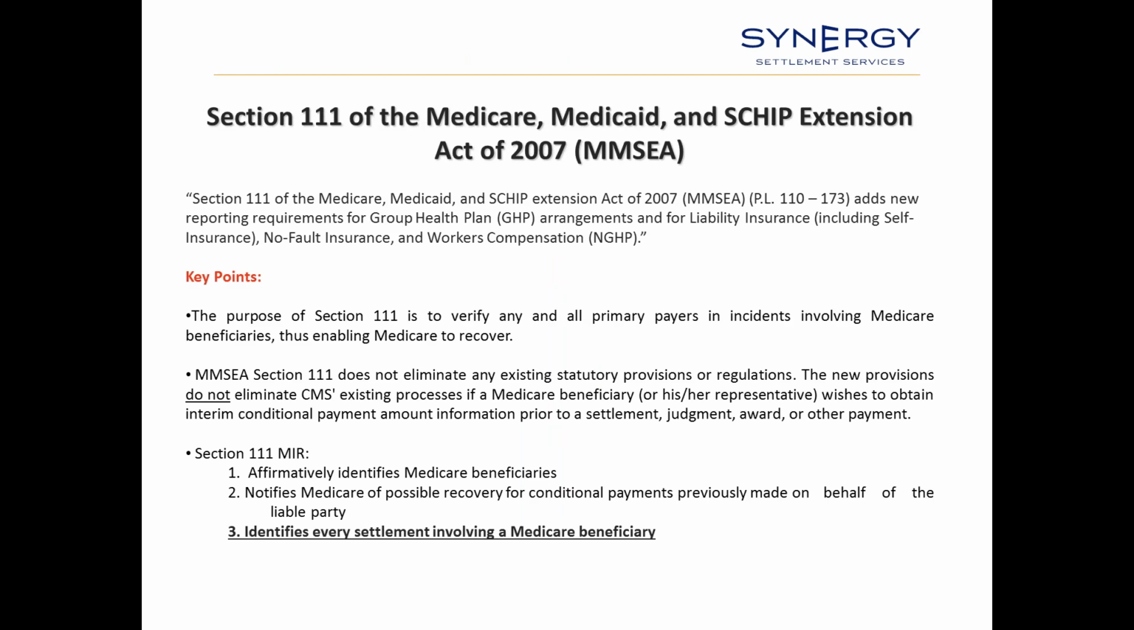Now, one of the important things to take away from today's presentation is that Section 111 is an important piece of the puzzle. Section 111 has been implemented over the past 5 or 6 years, and it requires defendant insurers to report to Medicare when they settle a case with a Medicare beneficiary. So what this does is allow Medicare to identify situations where perhaps a conditional payment was made and reimbursement was not done.